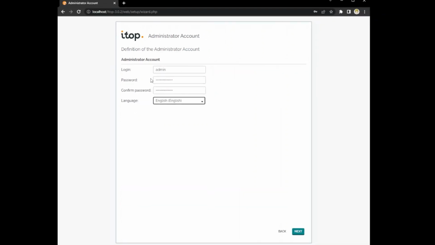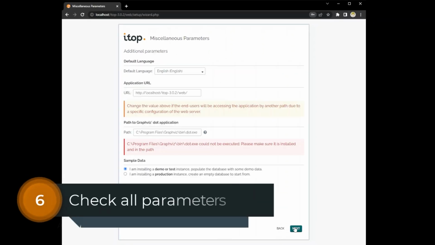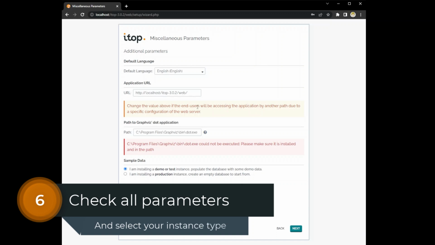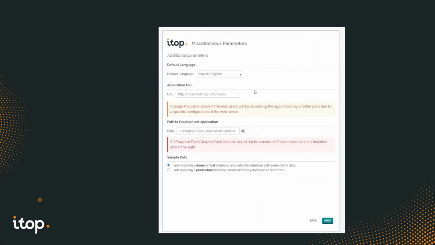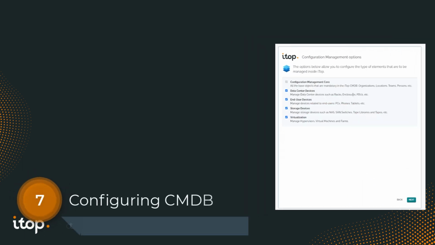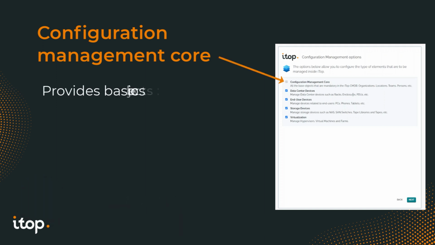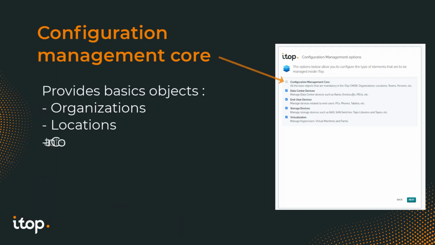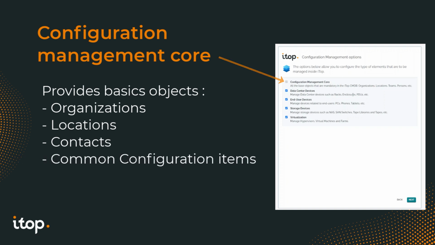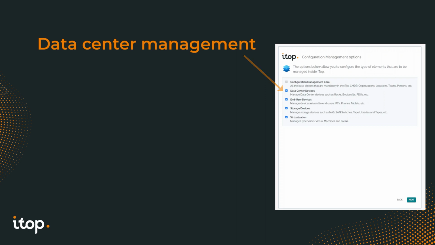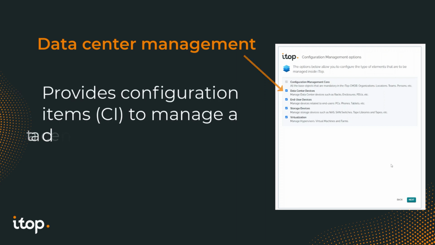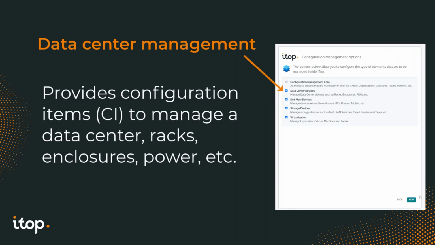After that, check settings such as the application URL, path to GraphViz, and select the purpose of your instance, test or production. Sample data will be automatically added to a demo or test instance to make it easy getting started with iTop. You can now configure main features and processes of your instance. You can choose to configure only core elements or specific device items depending on your needs.